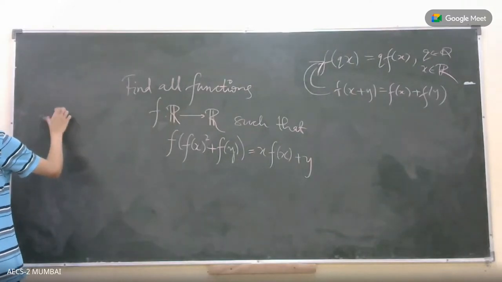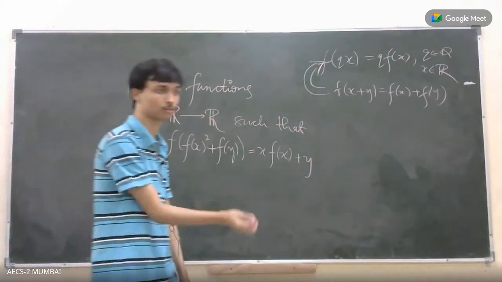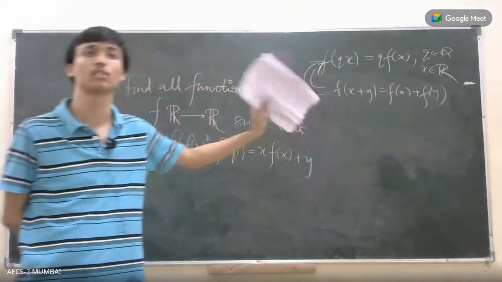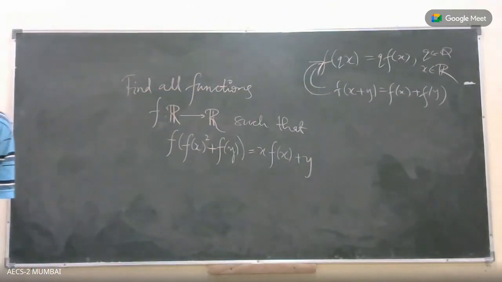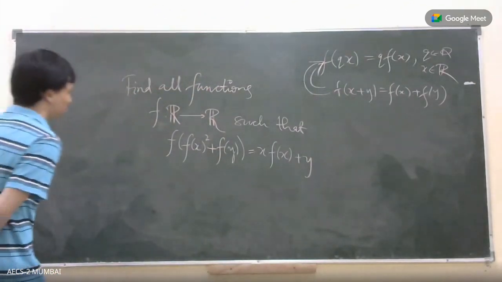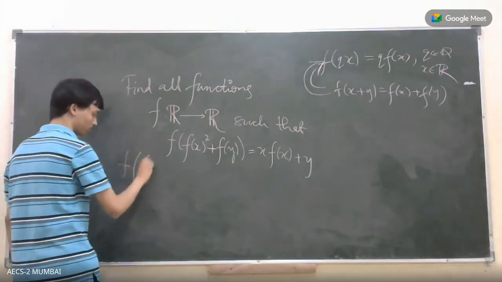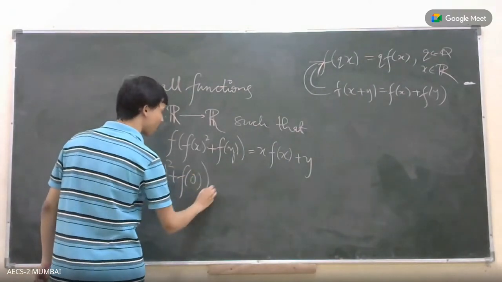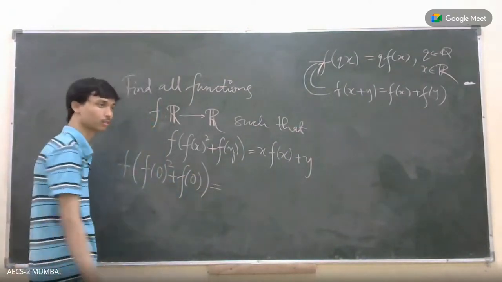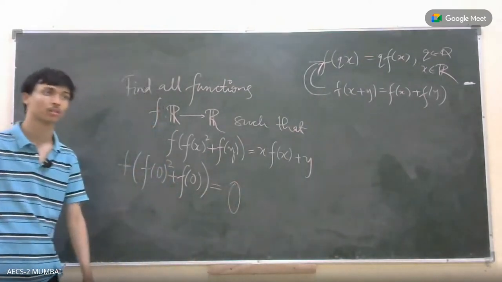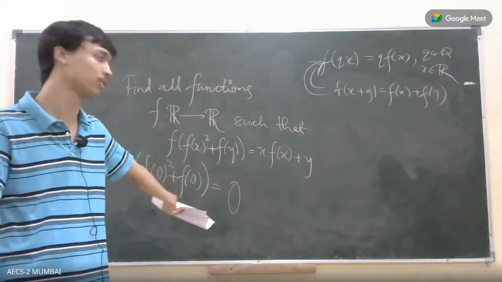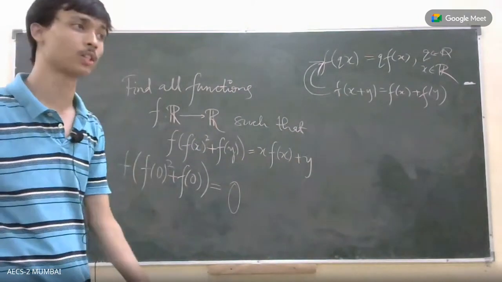So first, what is the first instinct? What is the first thing you should do when you see an equation like this? Put x equal to y equal to 0. Okay. So now this is a very ugly thing. You did not get anything about f of 0. You have f of 0 squared plus f of 0 inside.